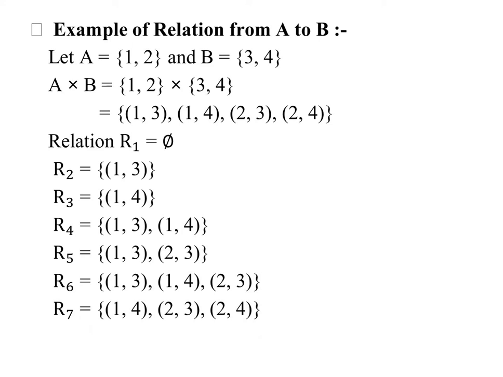R7 is equal to {(1, 4), (2, 3), (2, 4)}. So then R7 is a subset of A cross B. R8 is equal to {(1, 3), (1, 4), (2, 3), (2, 4)}. Then R8 is a subset of A cross B. That means R1, R2, R3 and so on up to R8 are relations from A to B. Okay. Next, example of relation on set A.